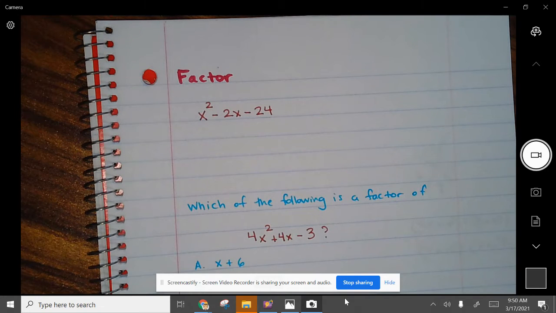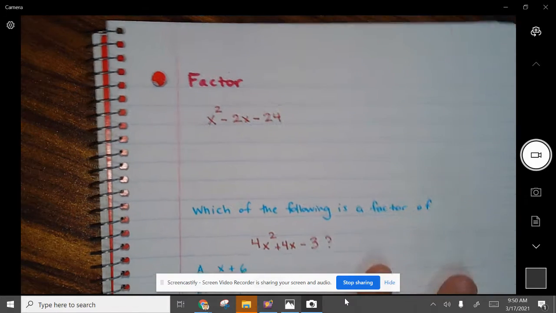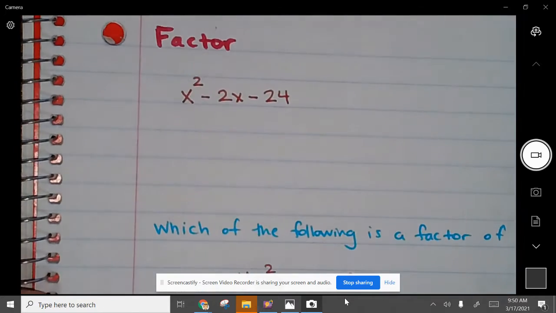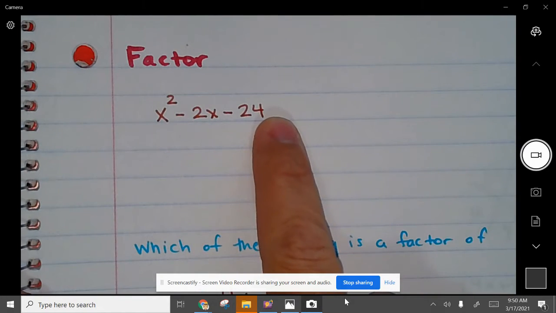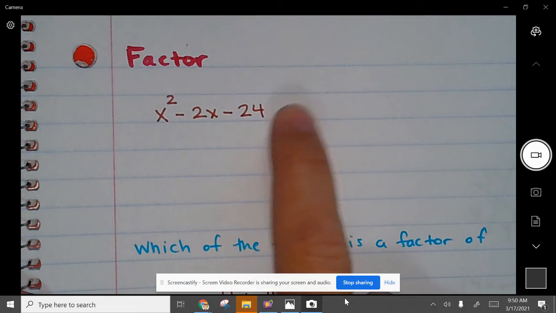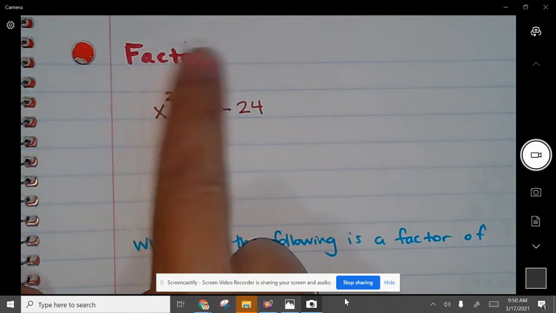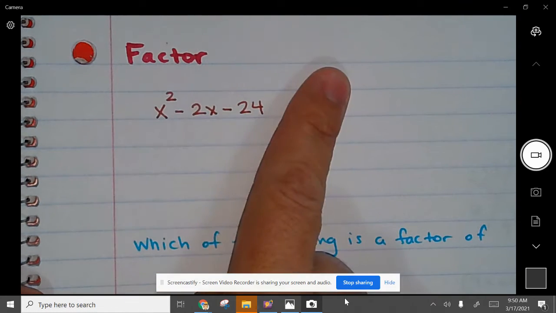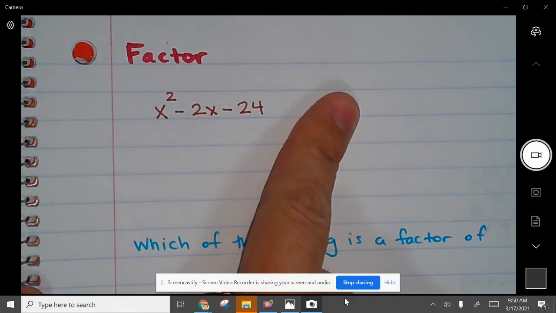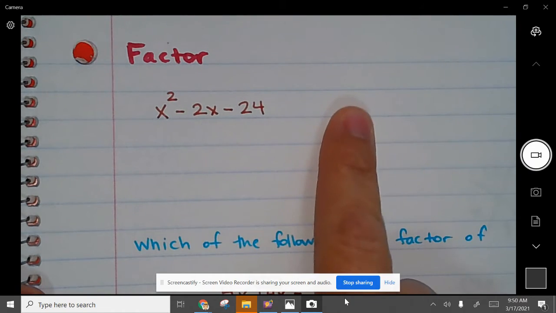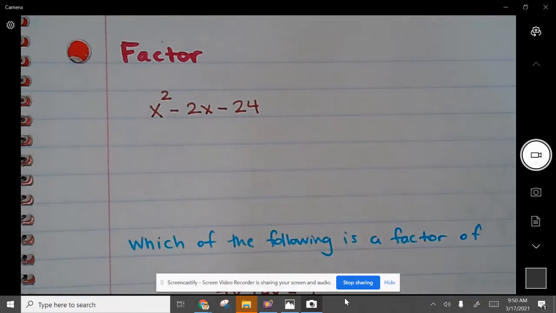So when I have to factor this first problem, notice there's no equal sign. There's no equal zero. All right, if there was an equal zero, it wouldn't say factor. It would say solve, or it could say solve by factoring. So this equal zero means you would solve it, but this one doesn't have that. So what are you going to do?